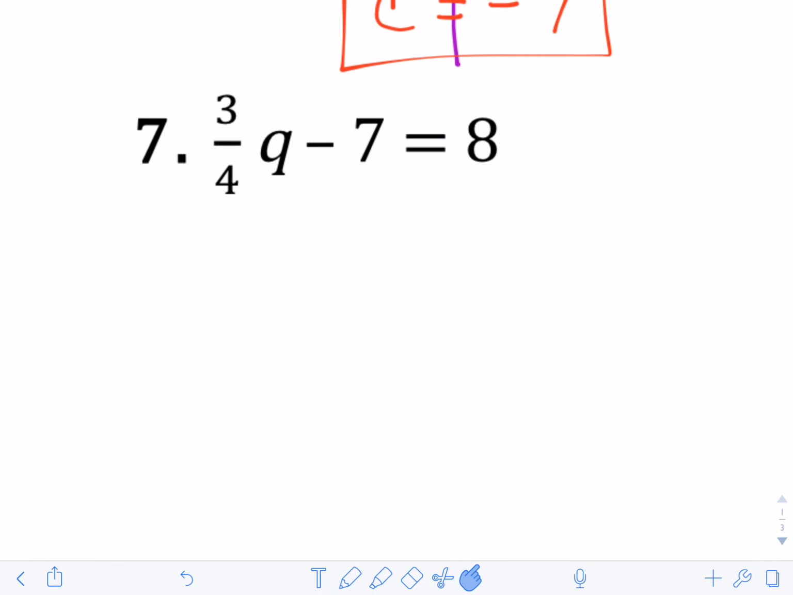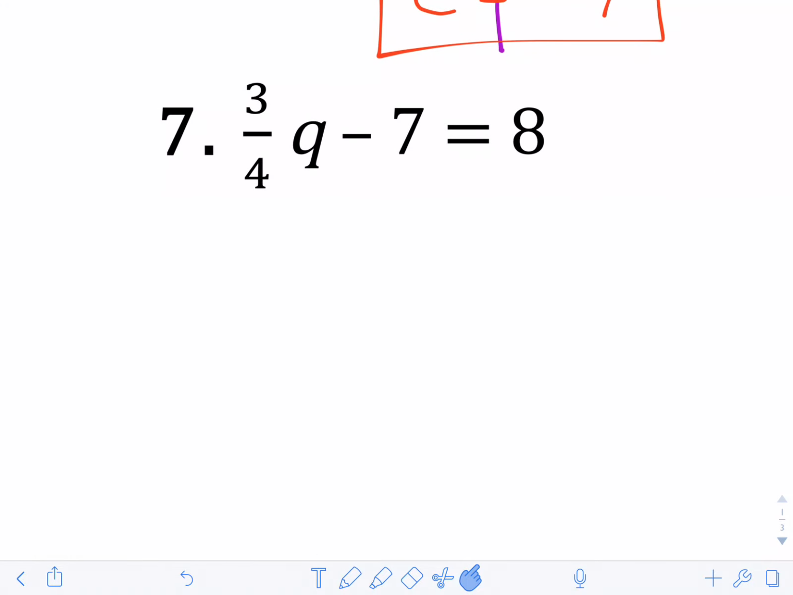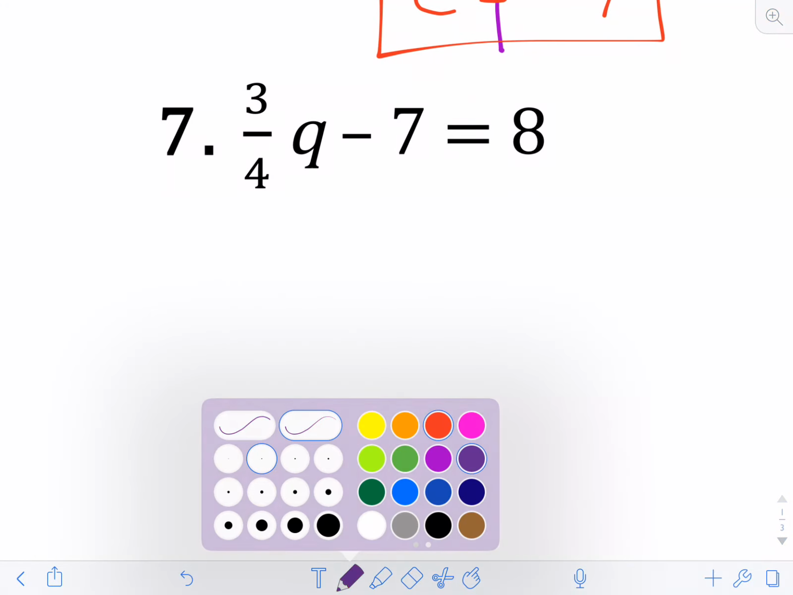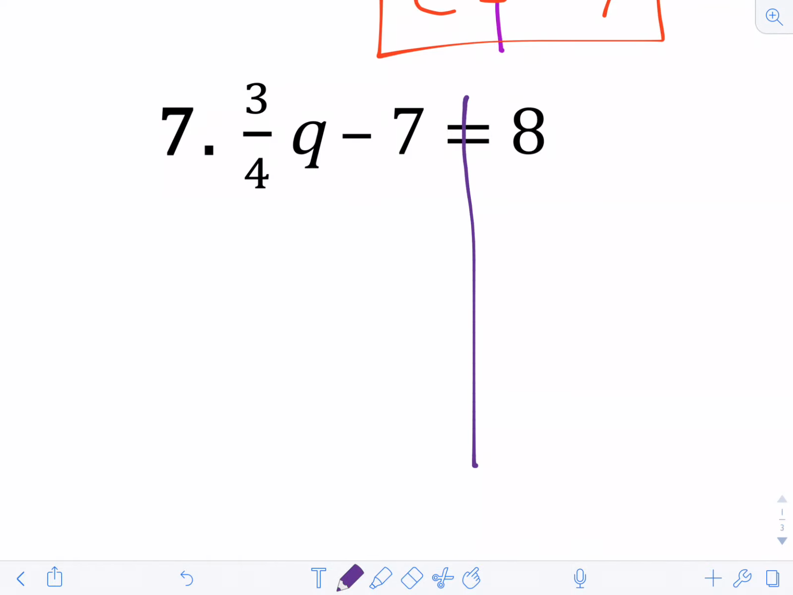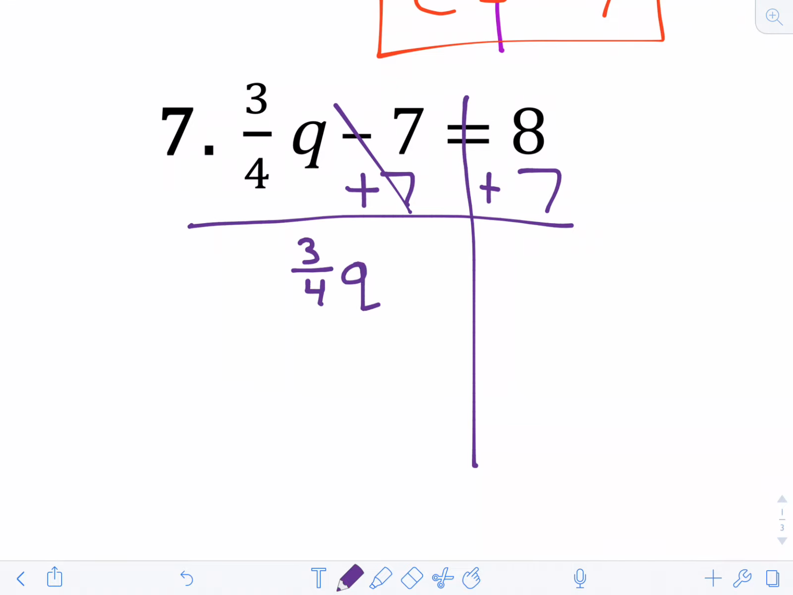Alright, now we're dealing with some fractions. So here we go. Number 7. So again, I'm going to draw my line. Okay, I've got to get that q all by itself. So the first thing I see here is I was subtracting 7, so I'm going to add this 7. So that gives me a 0 pair. I have 3/4 q is equal to 8 plus 7 gave me 15.